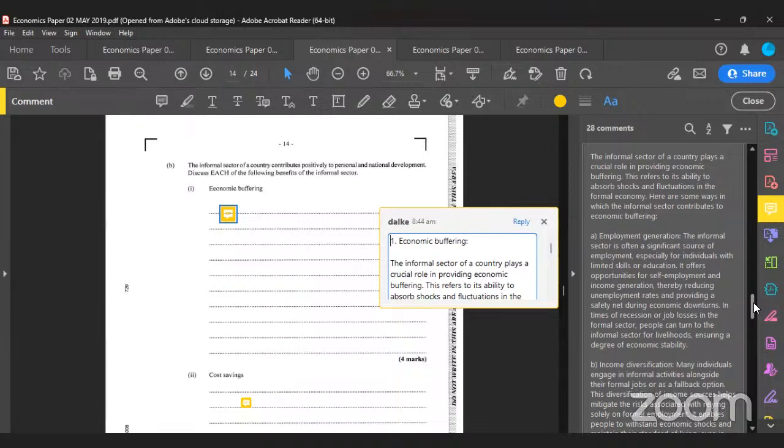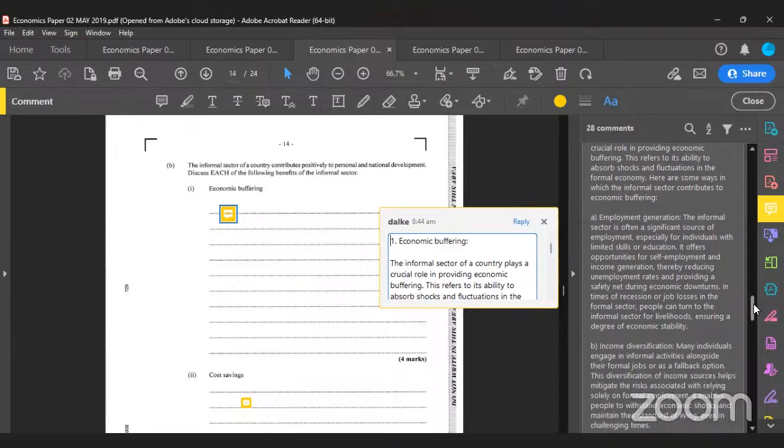Now back to it. So employment generation: the informal sector is often a significant source of employment, especially for individuals with limited skills or education, which is very true. It offers opportunities for self-employment and income generation, thereby reducing unemployment rates and providing a safety net during economic downturns. In times of recession or job losses in the formal sector, people can turn to the informal sector for livelihoods, ensuring a degree of economic stability.